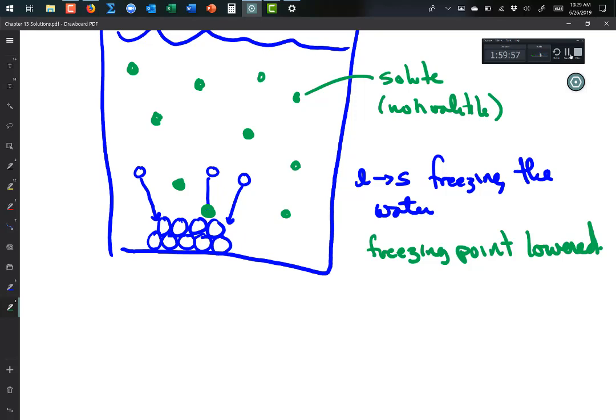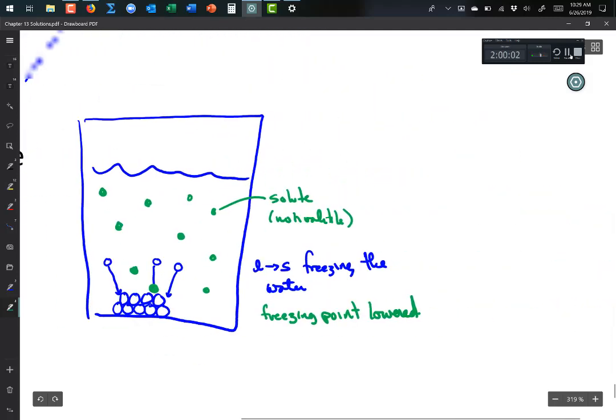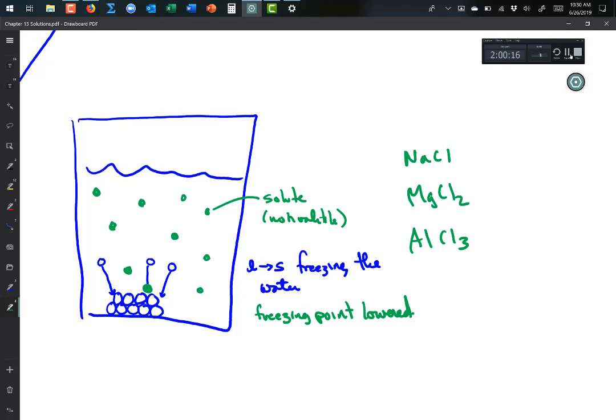Now, let's talk about the other side of this. That's the freezing point depression. Well, let me ask you another question. Does it matter if it's NaCl or MgCl2 or AlCl3? Does it make a difference? Yes, because NaCl makes two particles, a sodium and a chloride. And colligative properties don't care if it's a cation or an anion. It just cares that it's there interfering, making it more difficult for the solid to freeze.